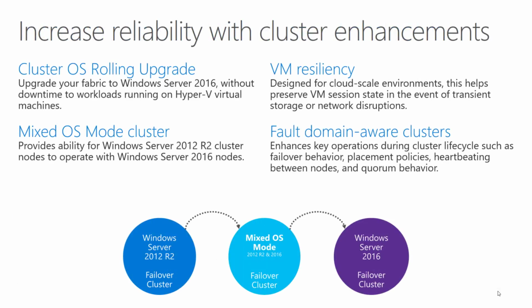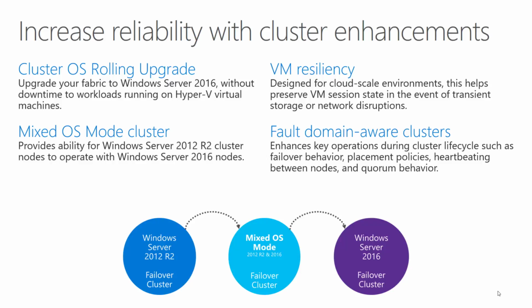So let's start off with a conversation around some of the enhancements to clustering. So first up, we've got the Cluster OS rolling upgrade, where we can start draining the virtual machines off existing Windows Server 2012 R2 cluster hosts. And then once they're all drained off, we can shut that server down. We can do an installation of Windows Server 2016 onto that server. We can join it back into the cluster, make sure the settings are appropriate, and then get it to participate alongside those other 2012 R2 servers.